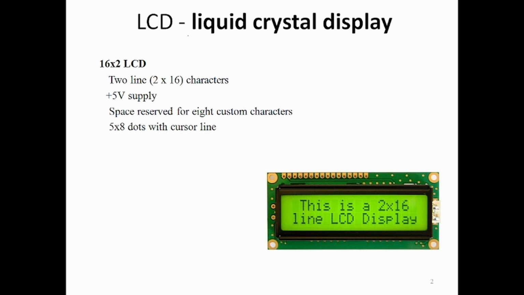The full form of LCD is liquid crystal display. This is a simple 16x2 LCD. Here you can see, 16x2 means we have two lines, right? And in each line we can display a maximum of 16 characters. That's why it's called 16x2 LCD. So a total of 32 characters we can display at a time.